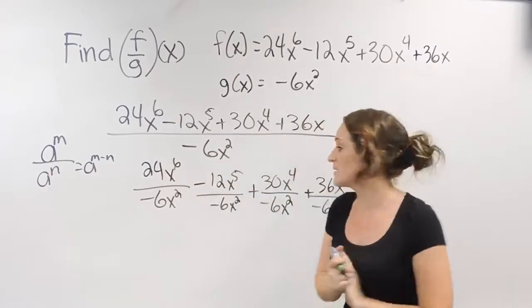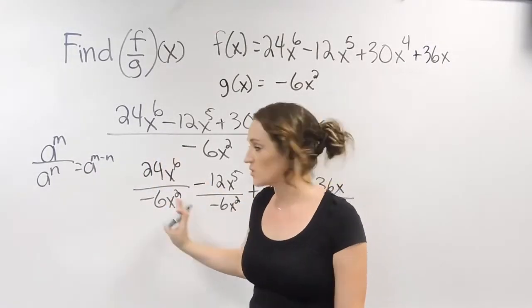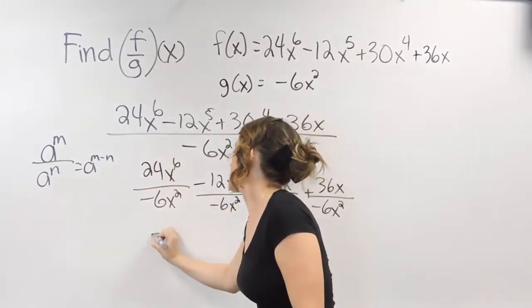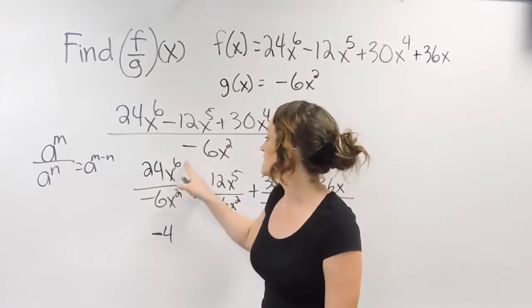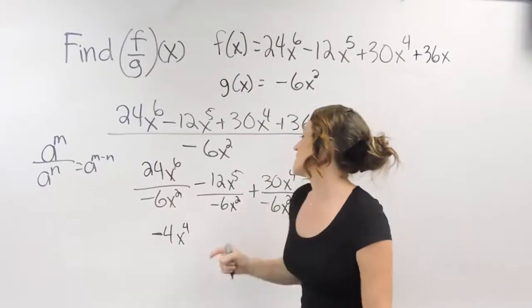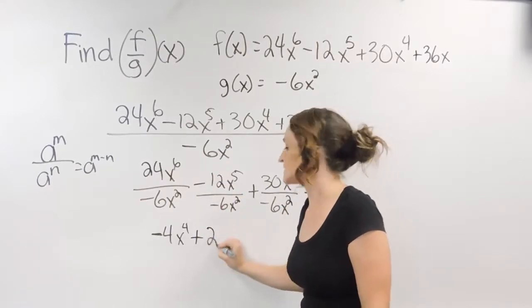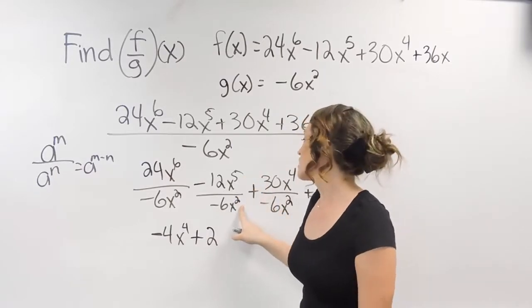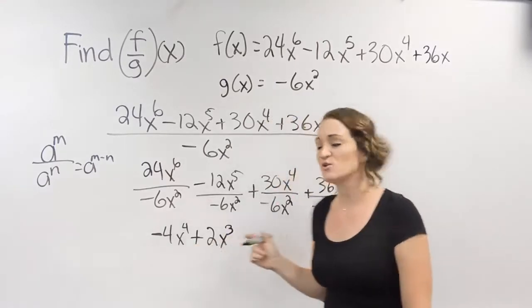Now divide the problem here: divide your number by your number, your variable by your variable using the quotient rule. So 24 divided by negative 6 gives us a negative 4. And x to the 6th divided by x squared, 6 minus 2 leaves us with x to the 4th. Next one, a negative over negative is going to give us a positive, and 12 divided by 6 is 2. Otherwise, x to the 5th divided by x squared. Quotient rule says to take 5 minus 2, which gives us a 3, so x cubed.